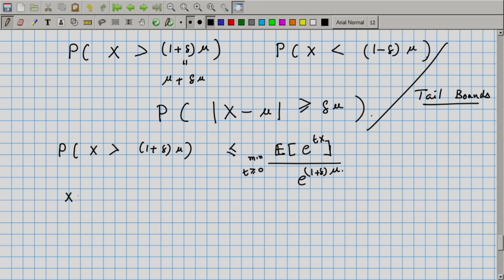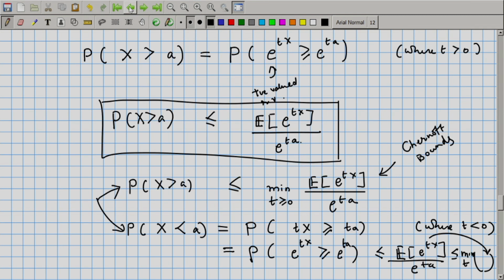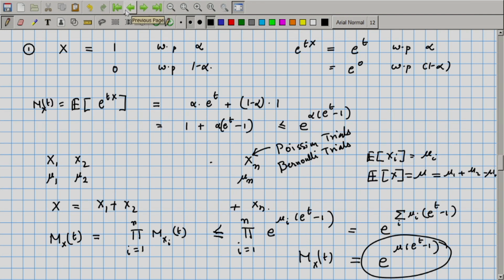Now, if x is the sum of n Poisson trials, then the quantity in the numerator, the expectation of e raised to tx, we know is surely less than some quantity. We have derived this. This quantity here is the moment generating function of x, and we had shown that it is less than e raised to mu times e raised to t minus 1. So, we will use this result.